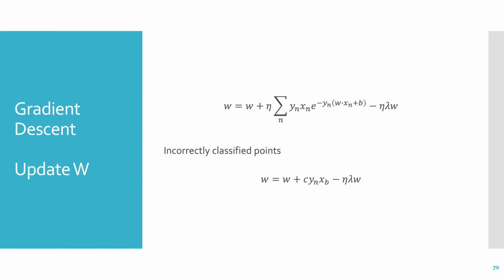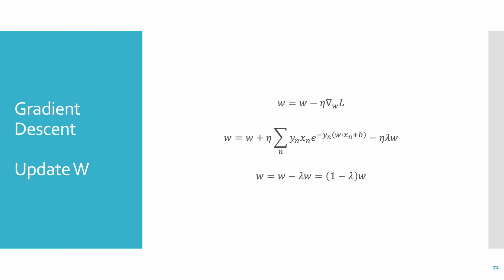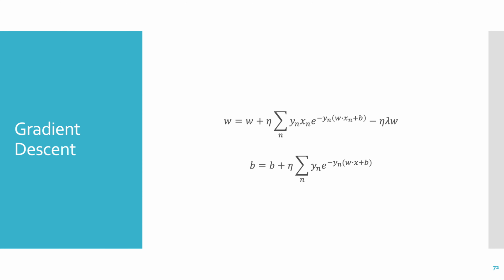The lambda w portion of the update simply shrinks the weights towards 0, which is exactly what we want. w equals w minus lambda w, which equals 1 minus lambda times w. And with lambda greater than 0, we know that this operation is just shrinking w, as it should. Success of gradient descent depends on the choice of the step size, eta.